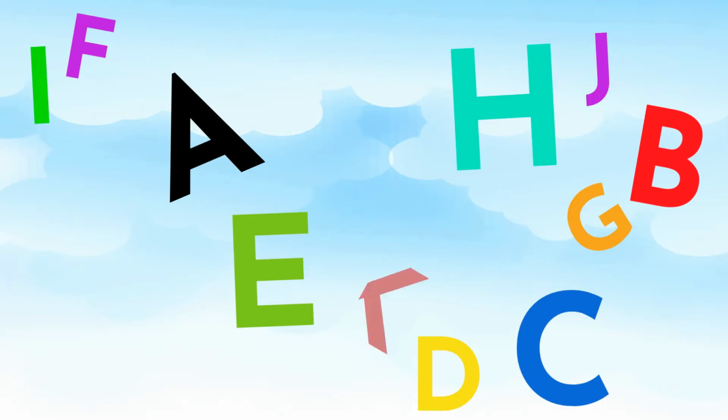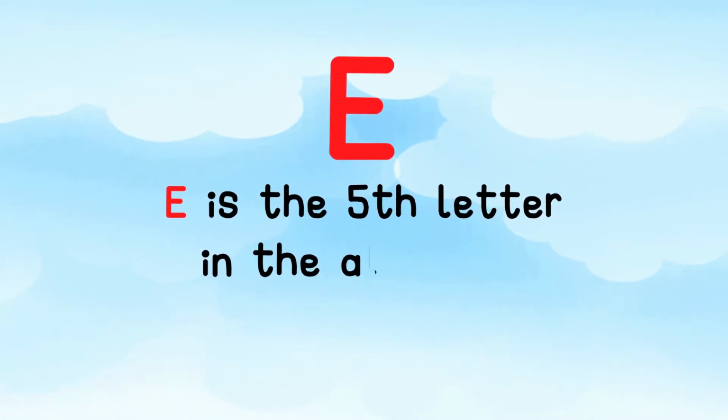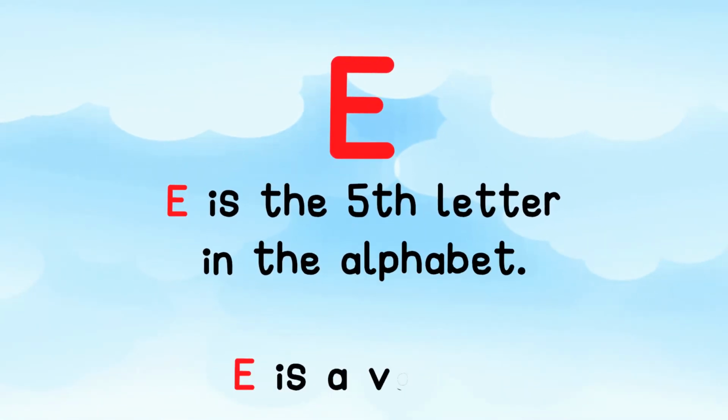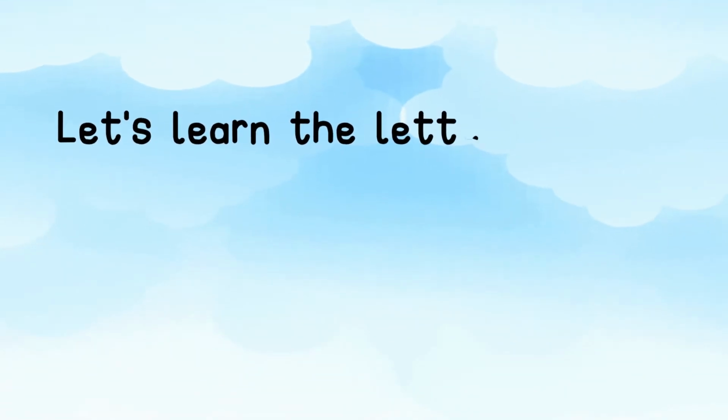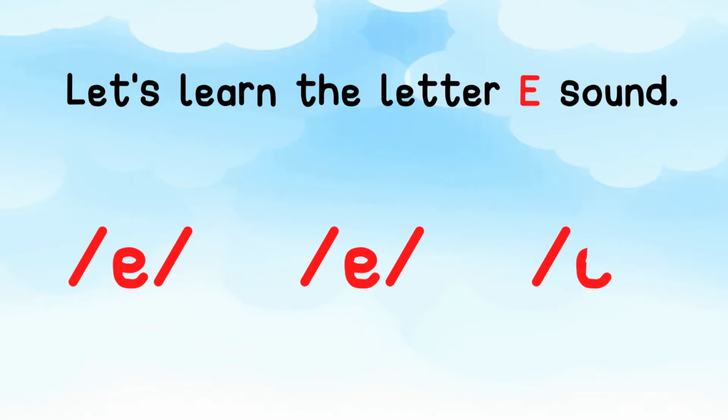Did you know there are 26 letters in the alphabet? Let's learn about one now. Here comes E. E is the fifth letter in the alphabet. E is a vowel. Let's learn the letter E sound. E goes eh. Now you.